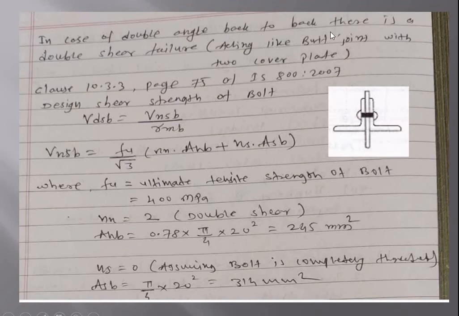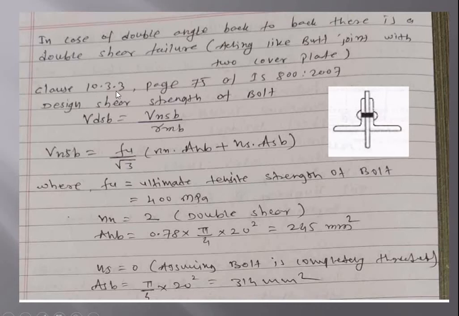So in case of double angle back to back, see this is the situation for a double angle. This is one angle, this is another angle, and there is a gusset plate. These are connected together by the bolt. Okay, this is the cross section. Now you see the double angle back to back is going to fail in double shear, because it is acting like a butt joint. One plate, this is another plate, and there is a gusset plate. Okay, this is the angle leg width, this is another leg width, and this is the gusset plate.